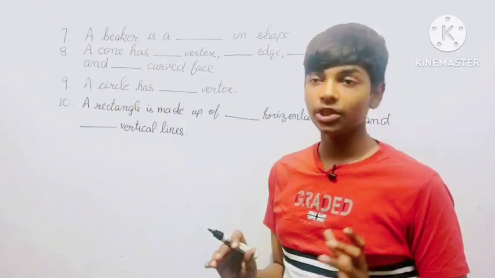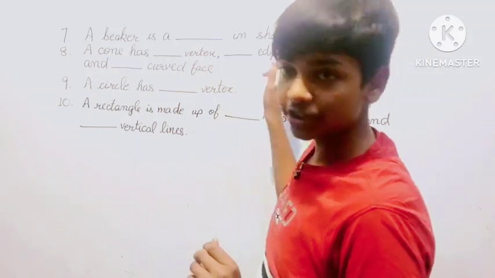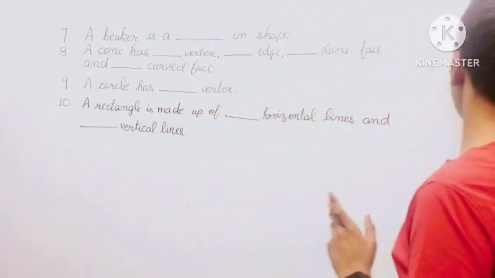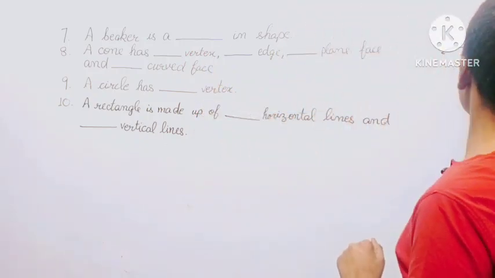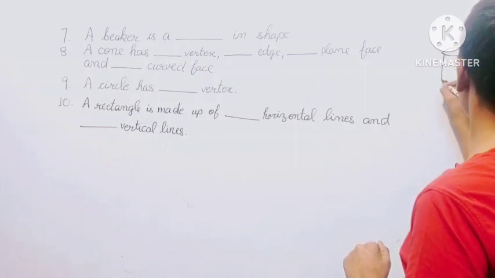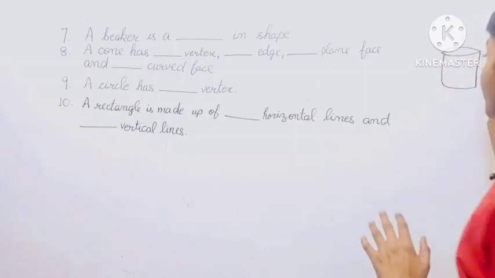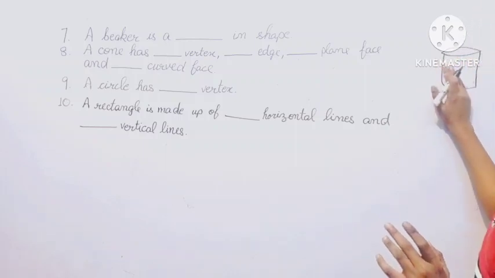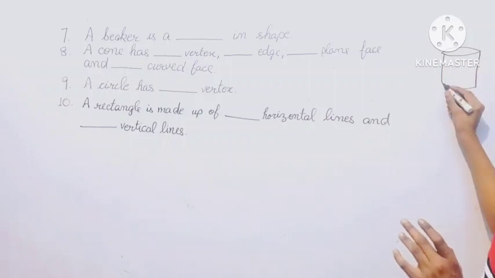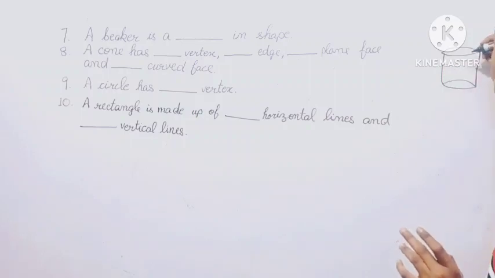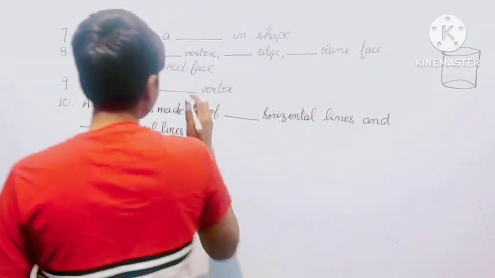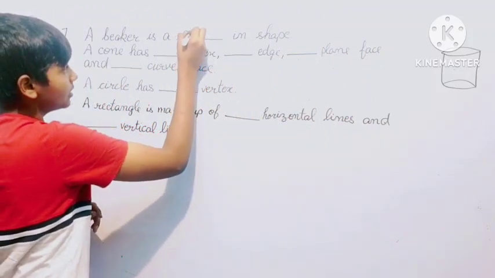Now our next question is, a beaker is a dash in shape. So let's first draw a beaker. A beaker looks something like this. And if you notice, here is a curved surface, there is a circle beneath and there is a circle above. So that means a beaker is a cylinder in shape.